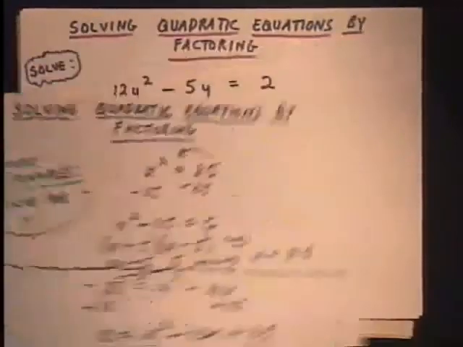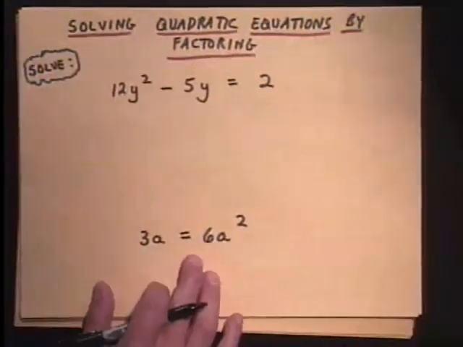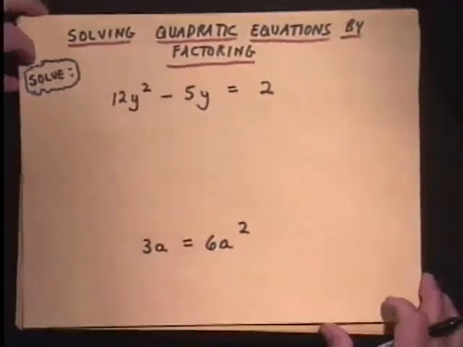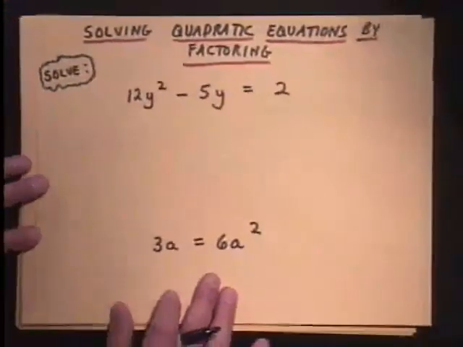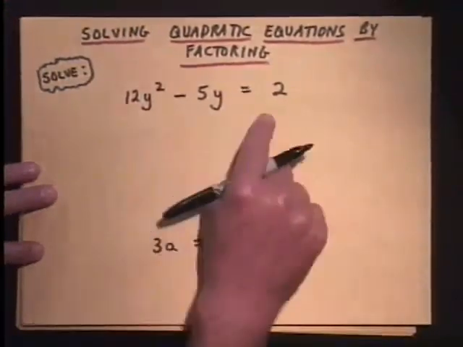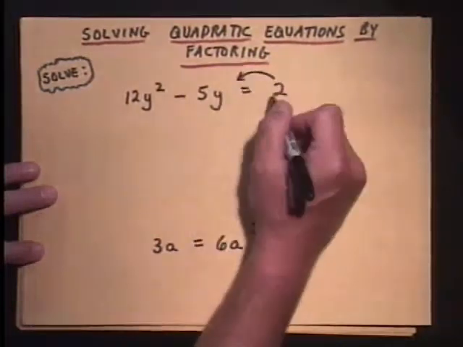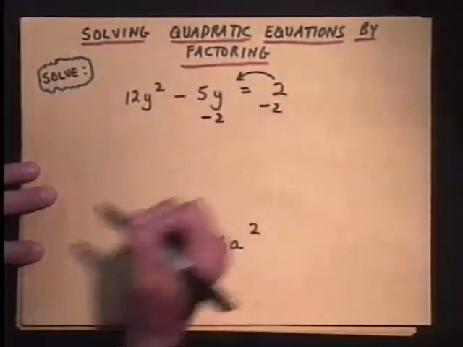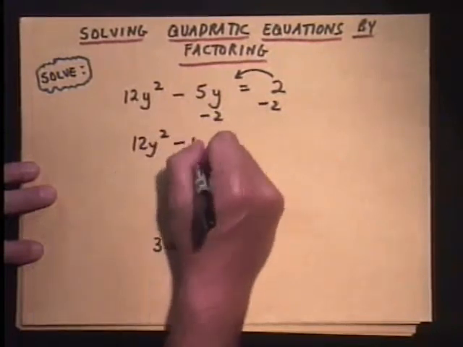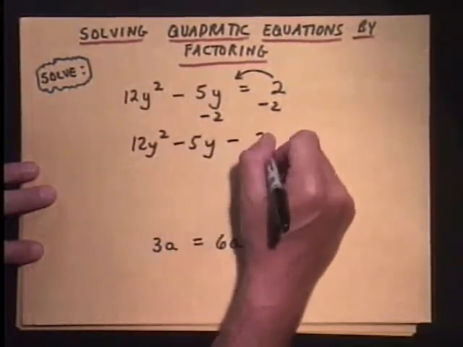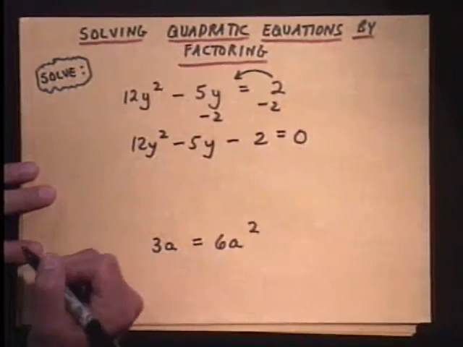Okay. Let's do a few more with more complex things in them, because like we said, we just don't do the easy things, we do the more complicated things here. So now we're going to take this 2, we want to make sure it's equal to 0 and get it in that format by subtracting it from both sides. So we'll get 12y squared minus 5y minus 2 equals 0.